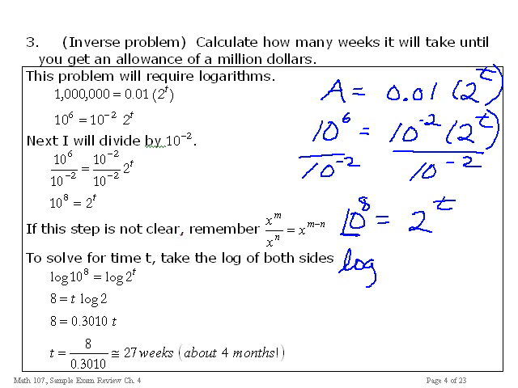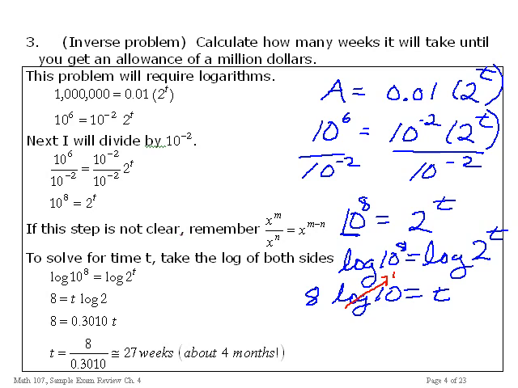So I take the log of both sides. Log of 10 to the 8th equals log of 2 to the t. It has to be the same log. What happens to the 8? It comes out in front: 8 times log 10, but I know the log of 10 is 1. Over here, the t comes out in front, and it multiplies the log of 2.